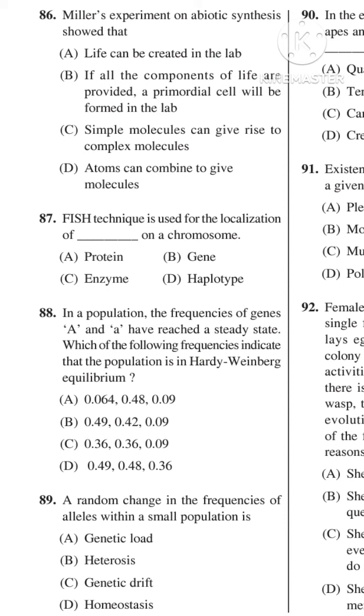In a population, the frequencies of gene A, capital A and small a, have reached a steady state. Which of the following frequencies indicate that the population is in Hardy-Weinberg equilibrium? See here, very easy question. So Hardy-Weinberg equilibrium, we know that the answer is 1.